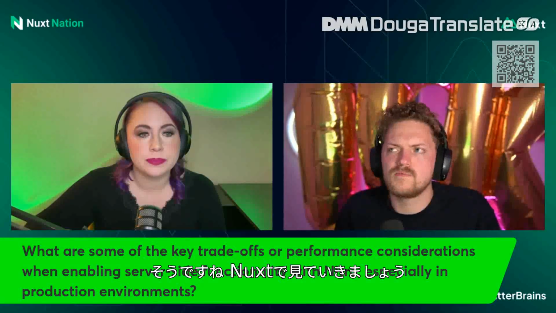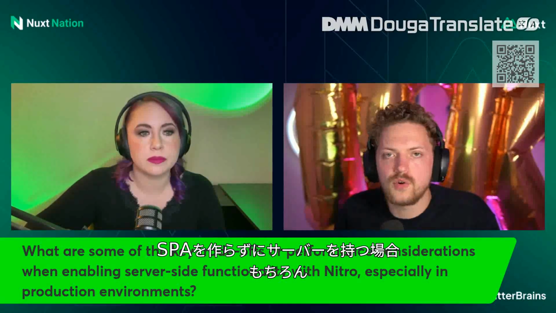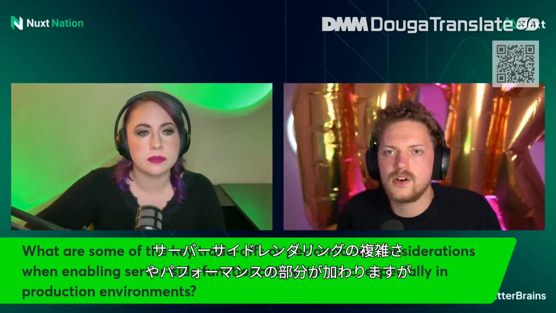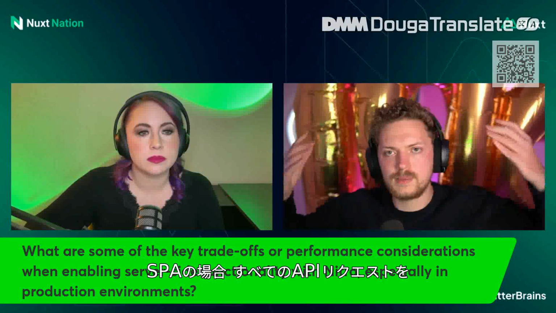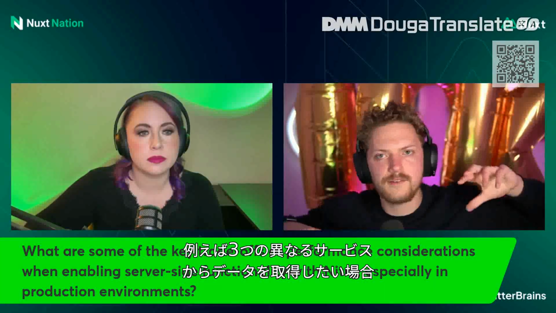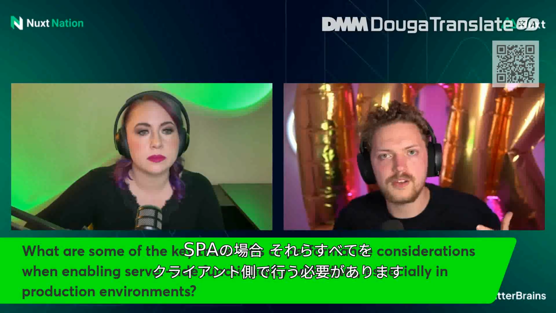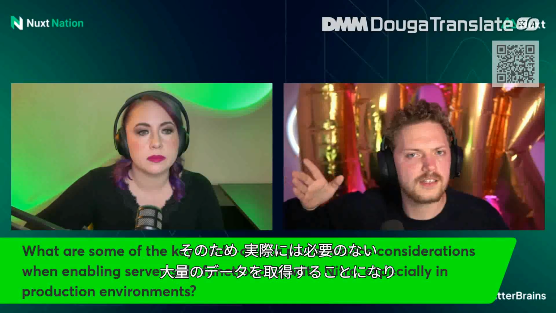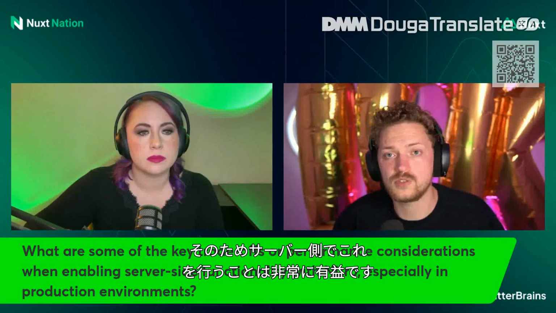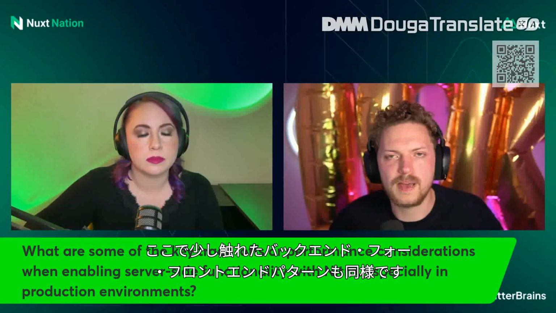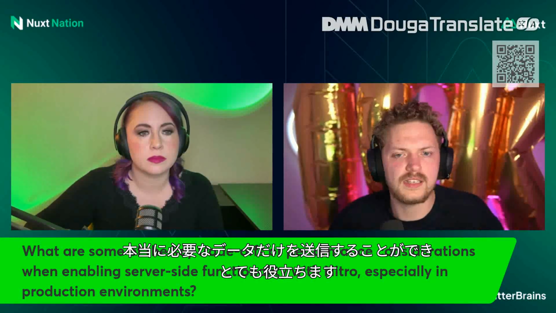Mm, I would say let's take a look at it with Nuxt, right? So if you don't build an SPA but have a server, of course, all the server-side rendering complexity is added. All the performance part of it can be really beneficial, actually. If you have an SPA, you would have to do all the API requests. Let's say you have 3 different services you want to get data from and then merge together. Then with an SPA, you have to do it all in the client. So maybe you get tons of data that you don't even need, because you need a combination and just throw away a few parts. So doing that on the server is really beneficial. Same for the backend for frontend pattern that I kind of teased here. That's really helpful by making sure you only send the data really needed. So that's a good thing.